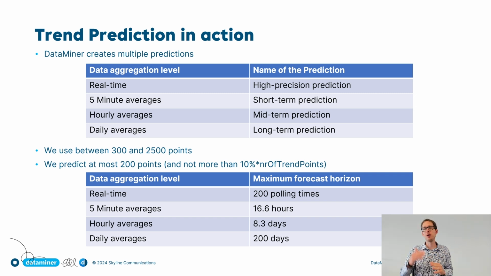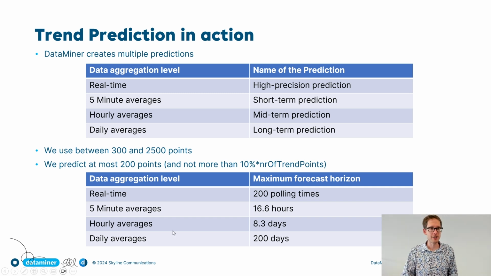Now, this 200 is really a hard limit because whenever you have a model and you predict a point and another point and another point, the uncertainty keeps on growing. So you don't want to go further than 200 points. Then the prediction becomes just too uncertain. We don't want to do that. What does this mean concretely?